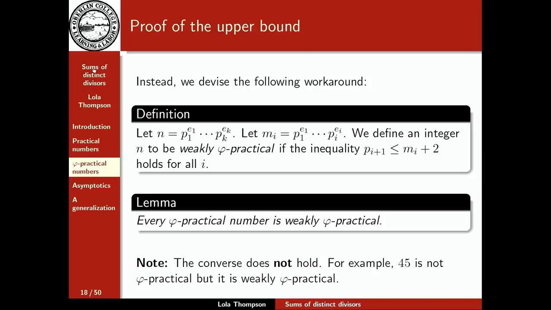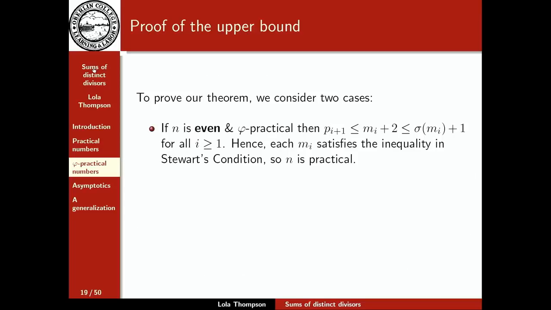And so if we want an upper bound for the phi practicals, it's good enough to get an upper bound for the weakly phi practicals. Unfortunately, that strategy is not going to work for the lower bound. It turns out numbers like 45 are not phi practical, but they are weakly phi practical. So this is only a strategy for the upper bound.